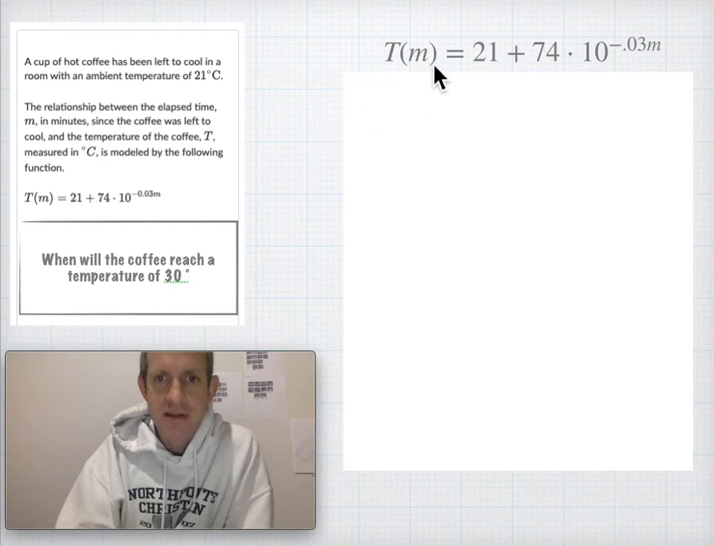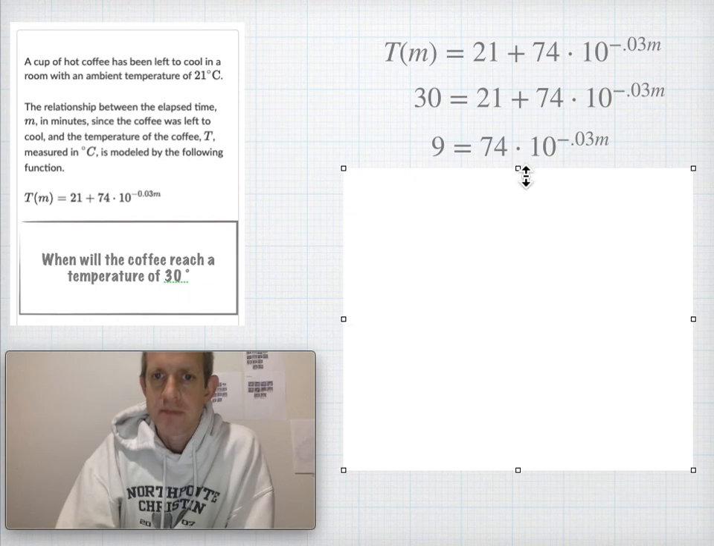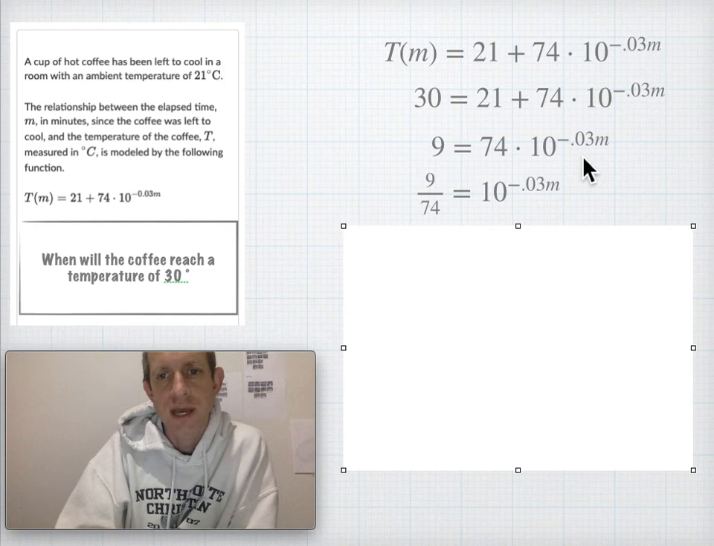To do that, now I don't know what M is, and so I can't put a number in there, but I know that this temperature, T of M, needs to be 30. And so I'll write a 30 in there and do whatever I need to do to solve this. Again, I want to get this chunk with the exponent by itself. So I'm going to do a few moves to make that happen. We'll subtract the 21 and then divide by 74. Gives us the fraction 9/74 is equal to 10 raised to this negative 0.03m.